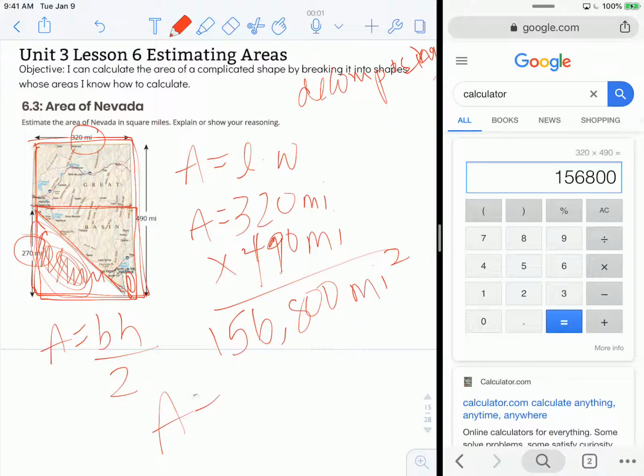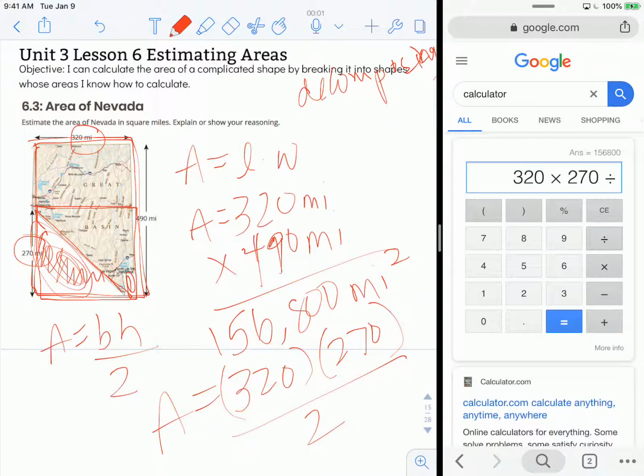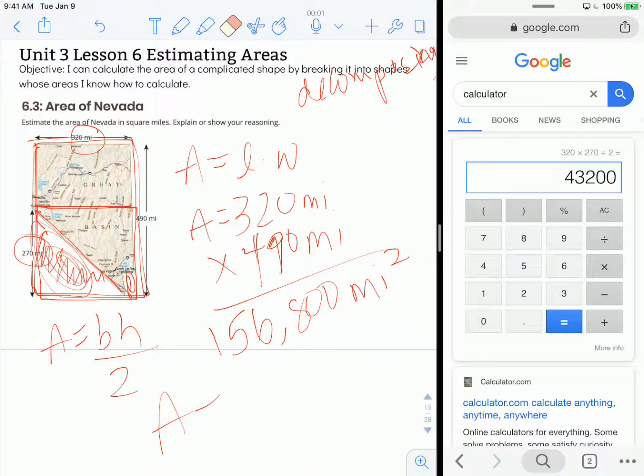So I'll use that formula, 320 times 270, but again the triangle takes up half the space of that parallelogram, so I'm going to divide it by 2 using my calculator here. 320 times 270 divided by 2, I get an area of that triangular piece of 43,200. Let me erase this so I can write it right there. 43,200. So I'm going to take that area away so that I have the estimation for this bulk of land right here in that calculation.